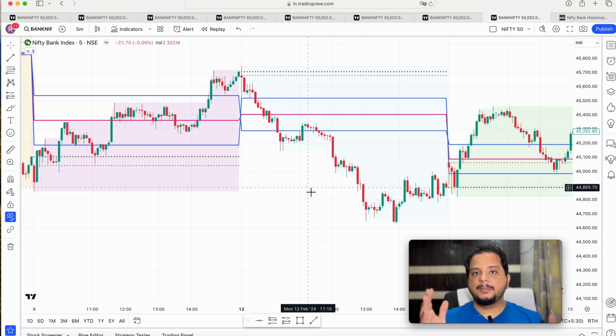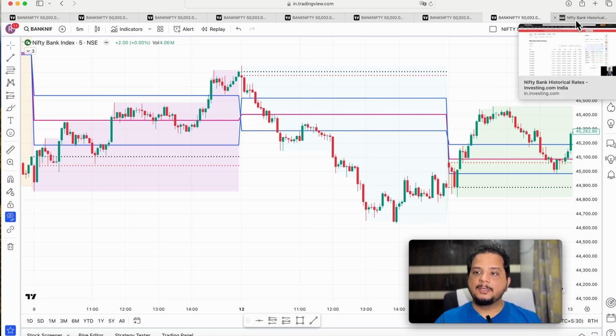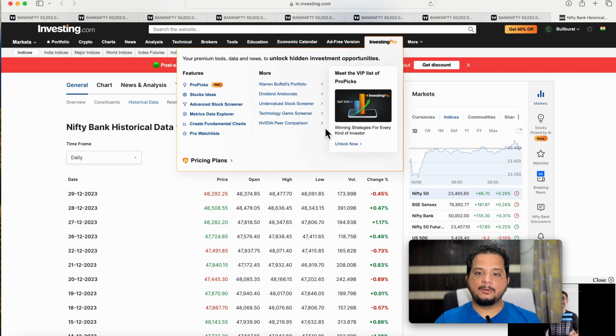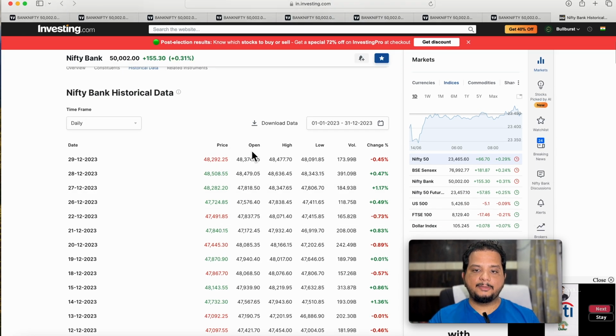And there might be legends who might ask, sir, why do you consider this 500 points movement only, and why is it not 400 or 600 points? And that should be a beautiful question. Let me just explain that one as well. See, once you go to investing.com, and here if you select Nifty Bank historical data, and this is a daily time frame, and here it is mentioned open price, high price, low price, and volume and all.